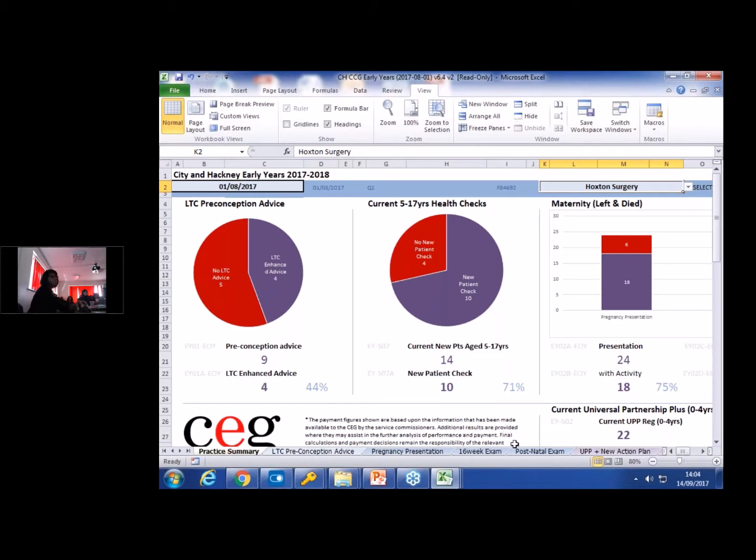Obviously, if you need more details, you can go into individual tabs where you can get your denominator populations and the percentages. But as you can get those from the searches as well, I think this is the most important page. Are there any questions?